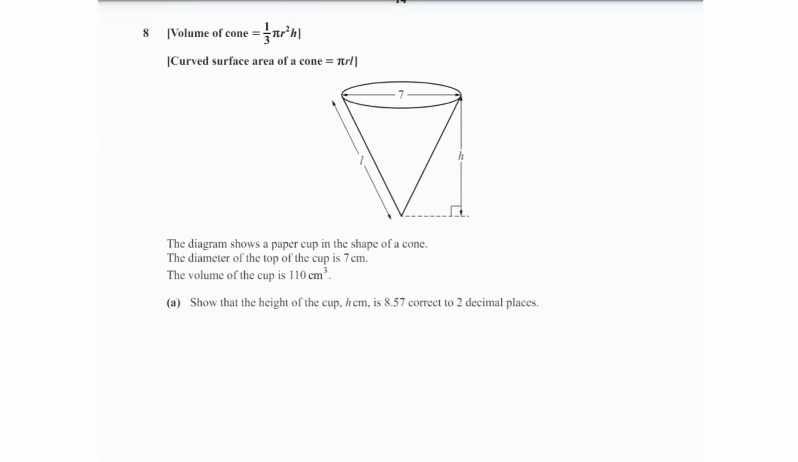Question 8 says that the volume of a cone is 1 over 3 pi r squared h, and the curved surface area is given as pi r l. The diagram shows a paper cup in the shape of a cone. The diameter of the top of the cup is 7 centimeters. The volume of the cup is 110 centimeters cubed. Show that the height of the cup is 8.57 centimeters, correct to 2 decimal places.